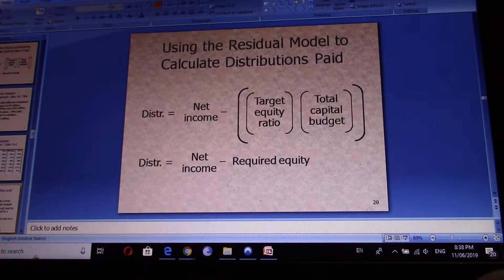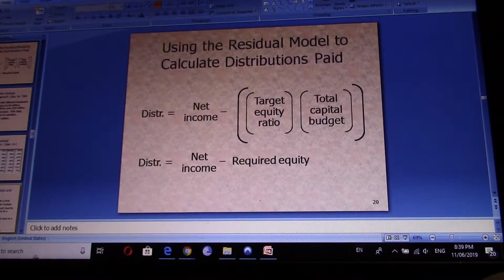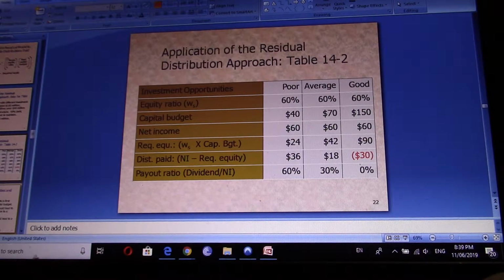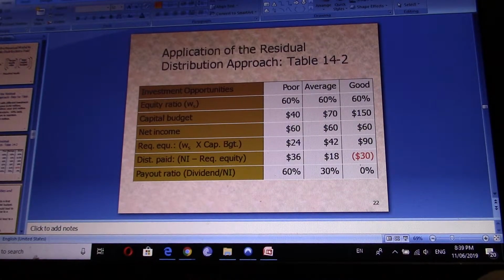So this is the equation. The amount of dividend paid should equal net income minus the target equity ratio multiplied by total capital budget. And you can see from this table, if the equity ratio is maintained at 60%, but the company is having some problems, their payout ratios would be different, based on this table.